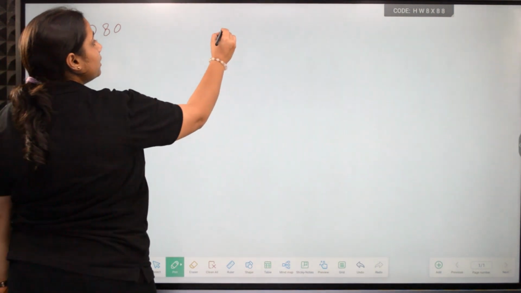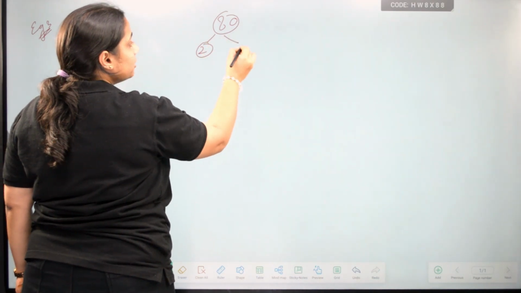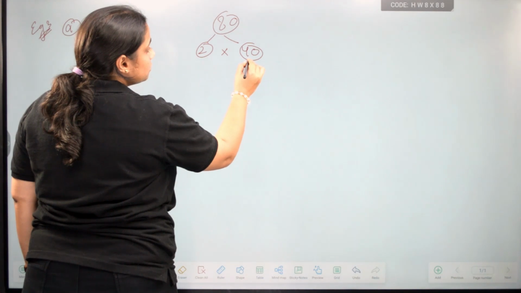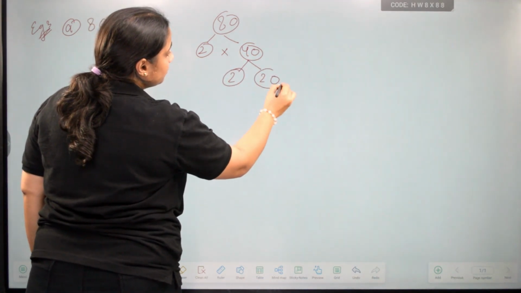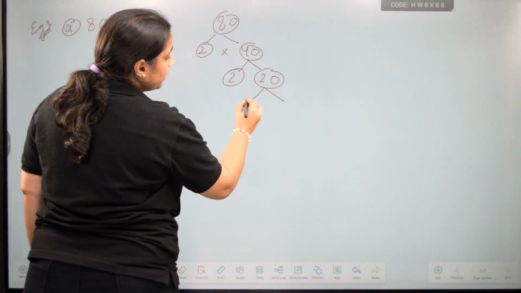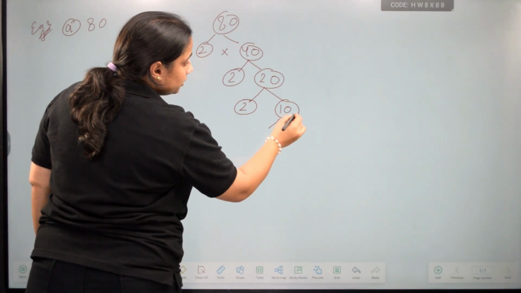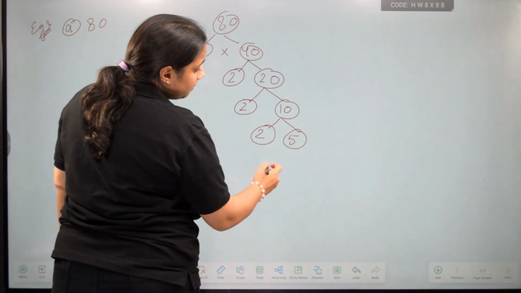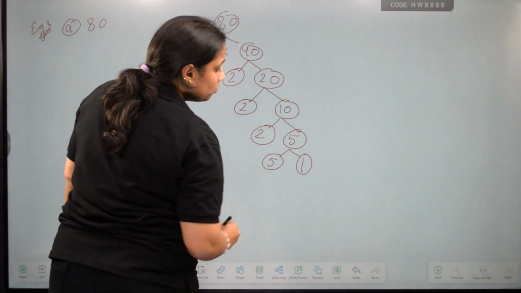So it will go like this. Now 80 is an even number, so we'll divide it by 2 and we'll get 40 as a result. Now again 40 is an even number, so the smallest number we can divide it by is 2 and we'll get 20 here. So again 20 is an even number, divided by 2, so we'll get 10 here. Now again 10 is an even number, we'll divide it by 2, we'll get 5 here. 5 is a prime number which can only be divided by itself, so we'll get a final 1 here.